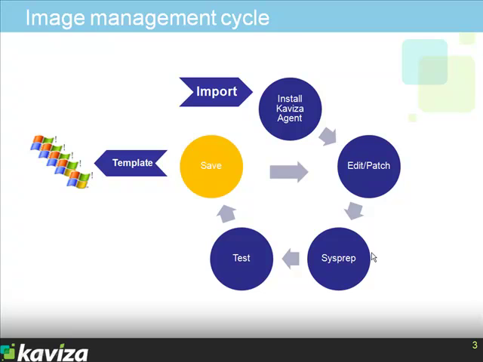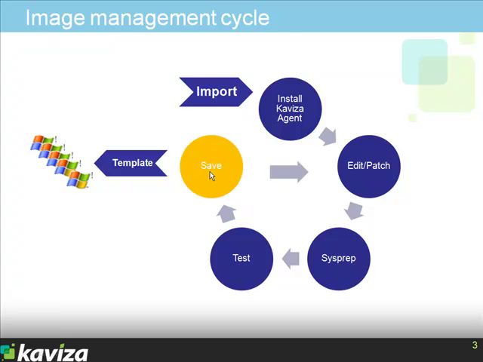Now that we've imported the image into Kaviza, we can take it through an image management cycle to generate our virtual desktops. The first step is to install the Kaviza desktop agent on the image, and once we do that, we can actually connect to the image and edit it by adding any applications we may want to add, or down the road by applying patches to this image. Once we're done with our changes, we take it through a sysprep process and then can test it as a user. And when we're satisfied, we save and publish this golden image.